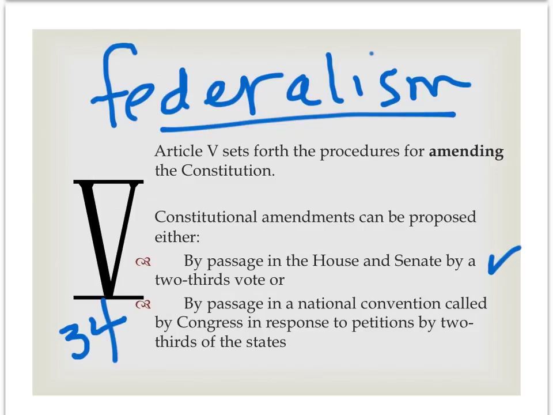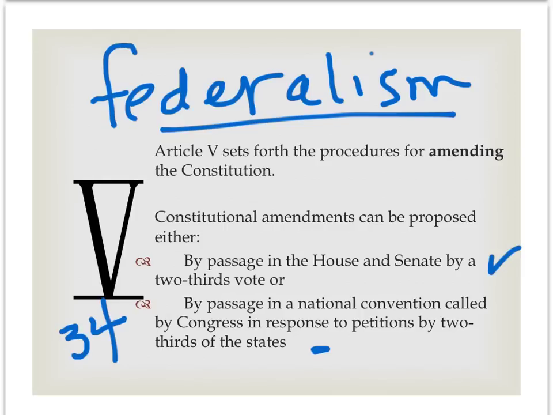That method has not been used, I think partially because it would be very expensive. You'd have to have elections in every state. You'd have to pay all the expenses of the delegates to go there. And then there's a little bit of a danger factor. What if they decided to do like they did in 1787 and just completely throw away the Constitution and start over? So we've never used this second method, okay?